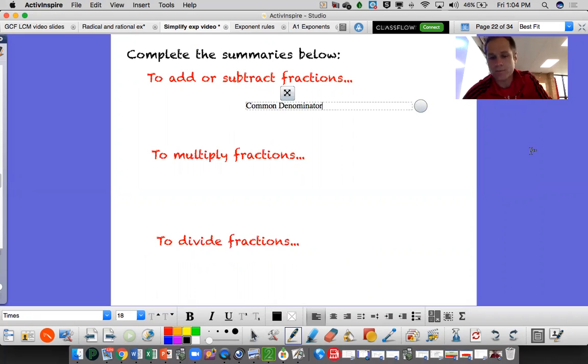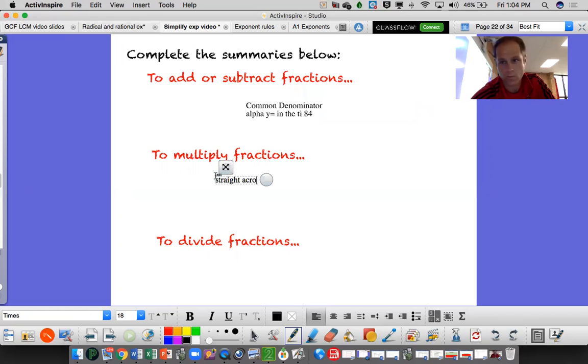All right, we need a common denominator. And some of you are going to love the alpha y equals in the TI-84. You're going to love that in your calculator. Okay, to multiply fractions, you go straight across. Now that means the numerator times the numerator over top of the denominator times the denominator. Okay, I guess I could have probably fancied that up a little bit and just used some parentheses.